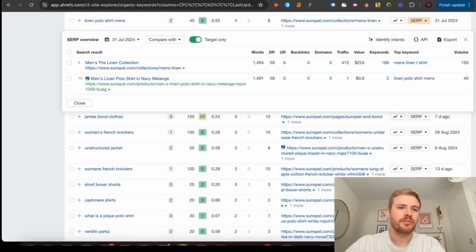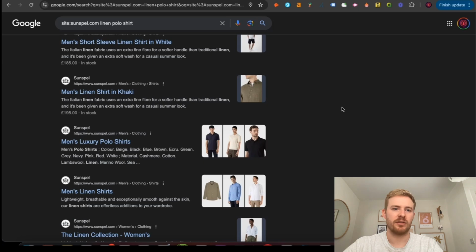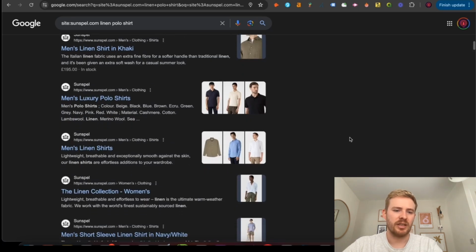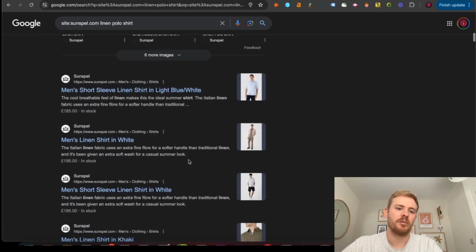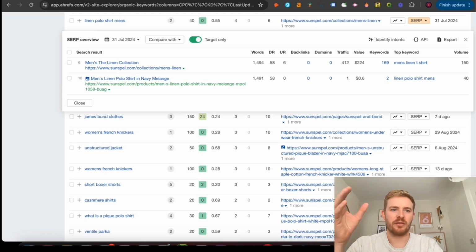So for example, here with the Sunspell site, you've got this keyword, linen polo shirt men's, and we've got a top level men's linen collections page that is ranking position 6. And then you've got this products one that is position 10. Neither, though, I would say really fulfill that linen polo shirt specific search intent. And when we do a site search on their site, you can see they've got men's linen shirts, men's luxury polo shirts, and you've got linen at the product level, but nothing that is specific to men's linen polo shirts as a dedicated category.